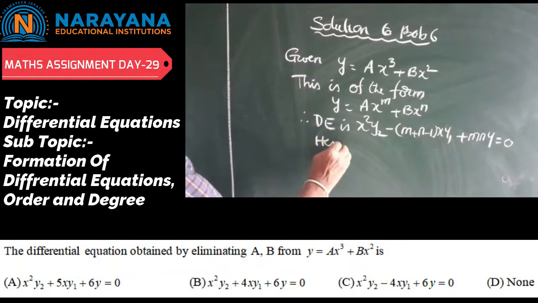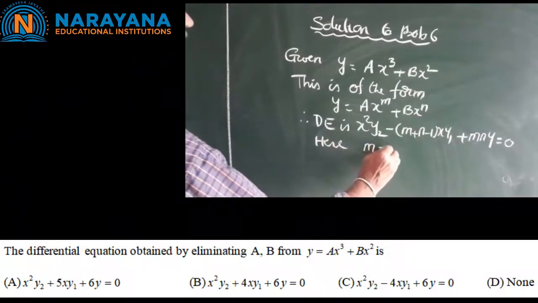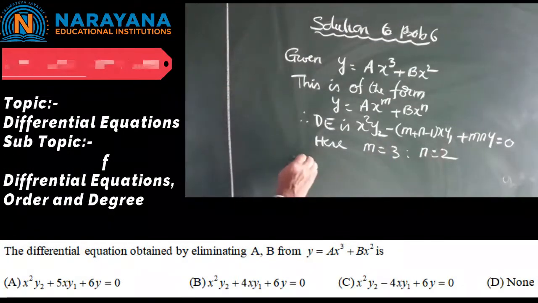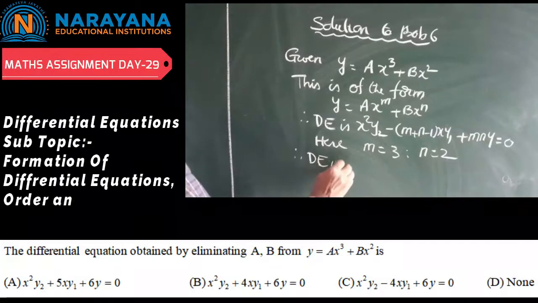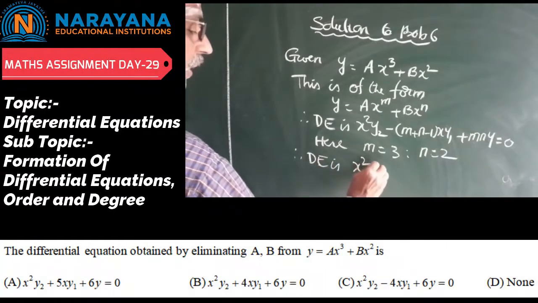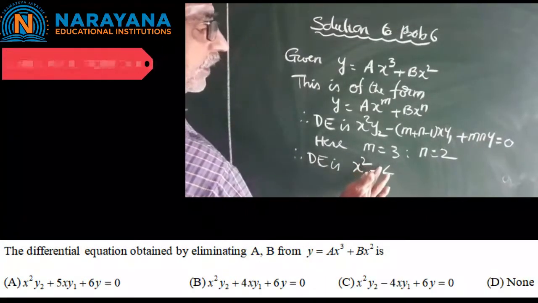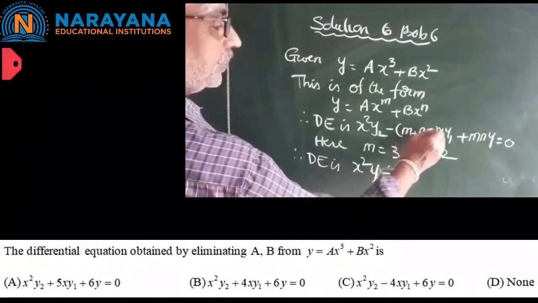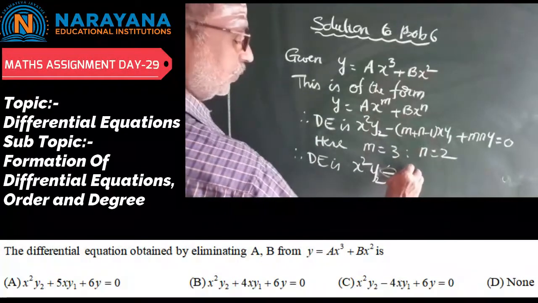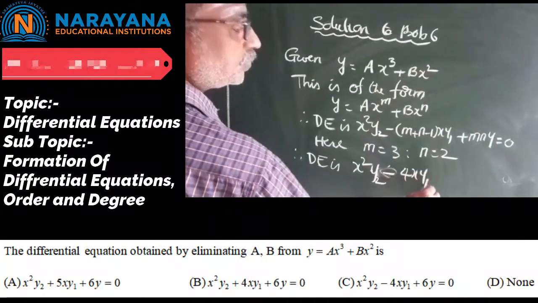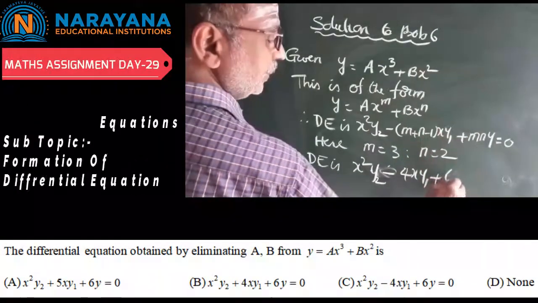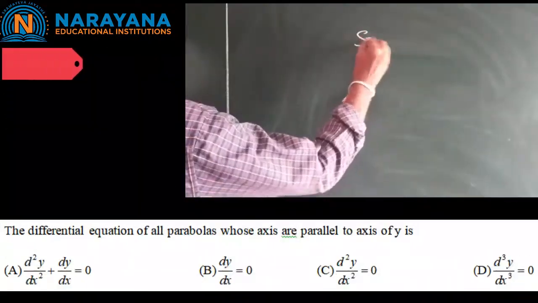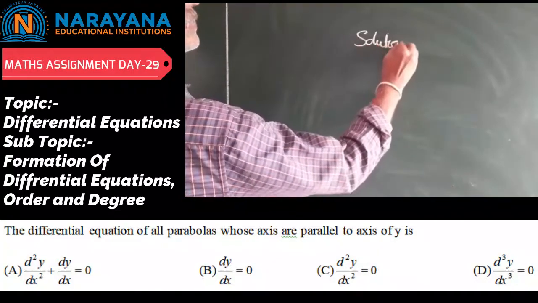Here m equal to 3, n equal to 2. Therefore DE is x square y2 minus m plus n, 3 plus 2 is 5, minus 1 is 4, xy1 plus mn, which is 6, y equal to 0. This is the solution.